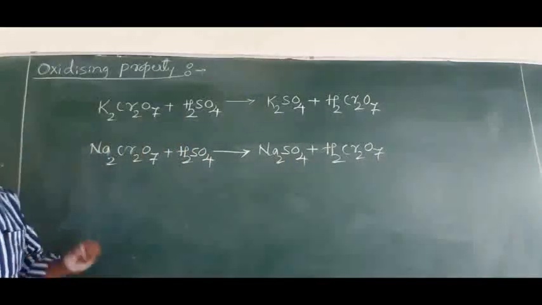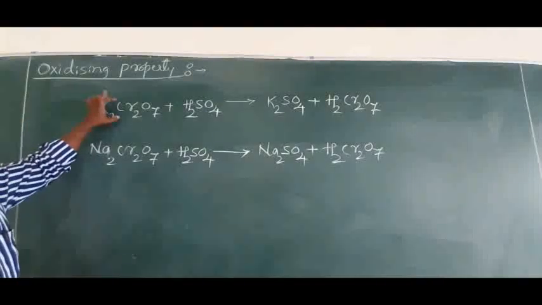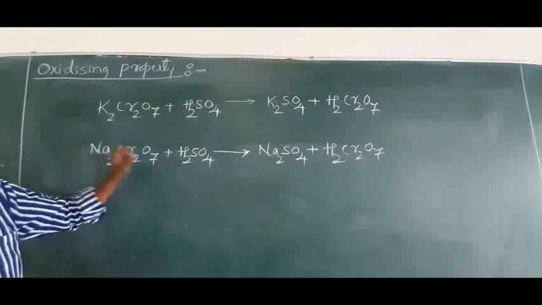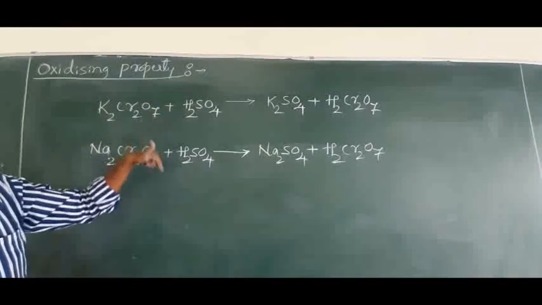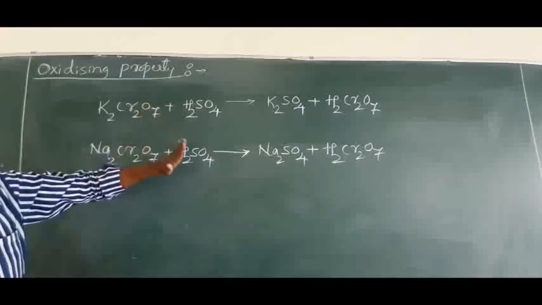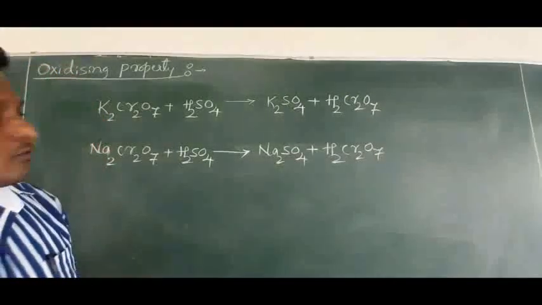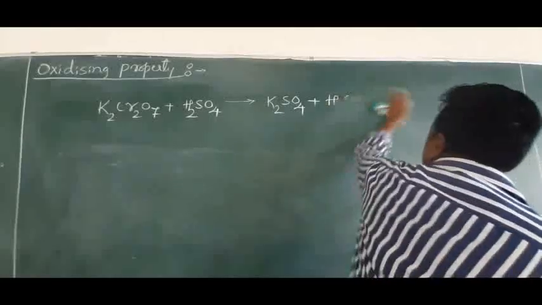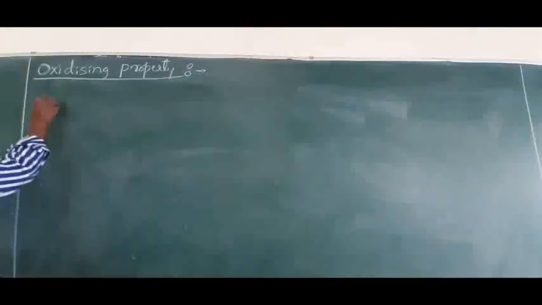Chromic acid is a powerful oxidizing agent. What it indicates is that potassium dichromate or sodium dichromate is a powerful oxidizing agent in the presence of concentrated sulfuric acid, or an acidic medium. They show their acidic property, for example the formation of chromic acid. If you want to know how this oxidation takes place in sulfuric acid, it is a very interesting reaction, friends, to consider.